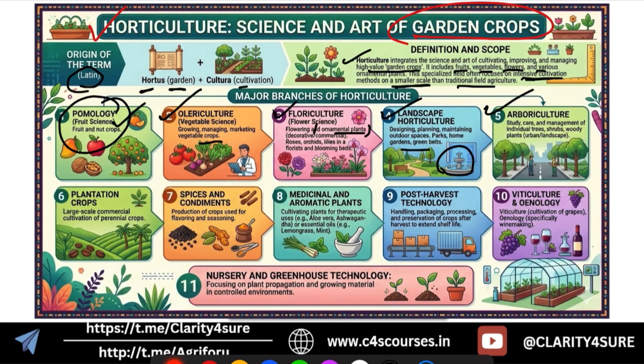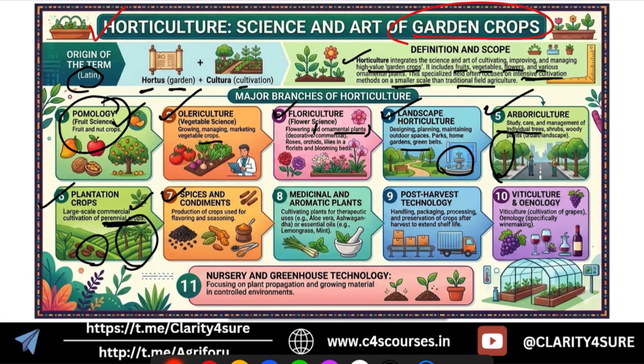Then arboriculture is about the study, care and management of an individual tree. This is the keyword. Please remember, you are taking care of, managing and studying a single tree. It can be a tree, shrub or woody plant, right? Then the plantation crops, these are the large scale commercial cultivation of perennial crops. These are two keywords, commercial and perennial crop. It can be coconut, tea, coffee, etc. These are perennial, long term, mainly for commercial purpose.